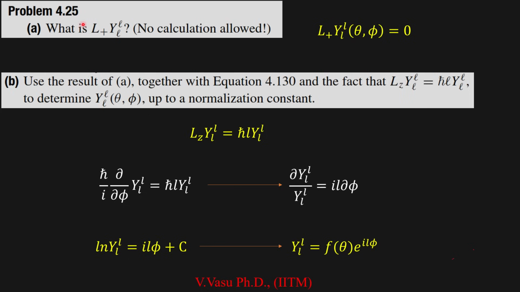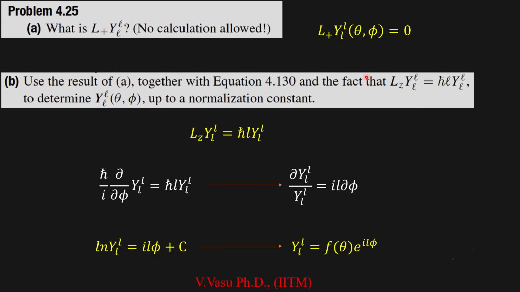Today we are going to solve problem 4.25 of Griffiths, third edition, Introduction to Quantum Mechanics. This problem consists of three parts. First, we will see part A. What is the value of L plus, the raising operator, acting on Y_l^l?